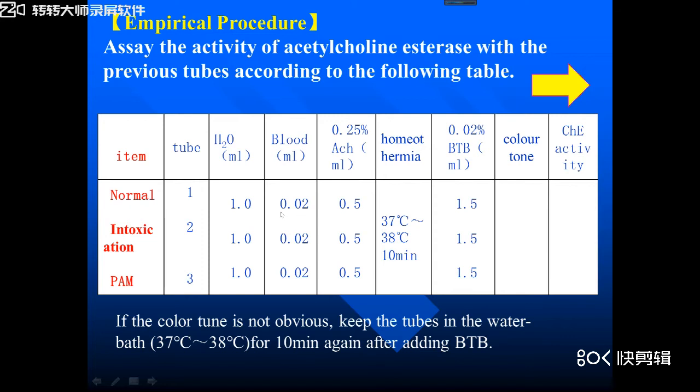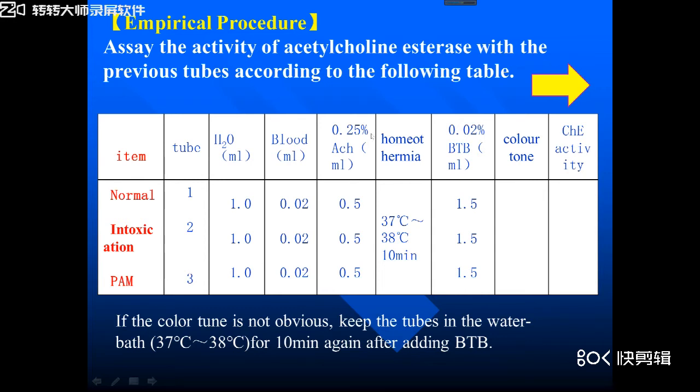In the first tube, we add 20 ml of normal blood. Then, 15 minutes after we inject organophosphate dipterex, we take 20 ml of blood again and add it into the second tube. And the third one is after we inject atropine and PAM chloride, after we save the life, we take the blood the third time, also 0.02 milliliter, into the third tube.